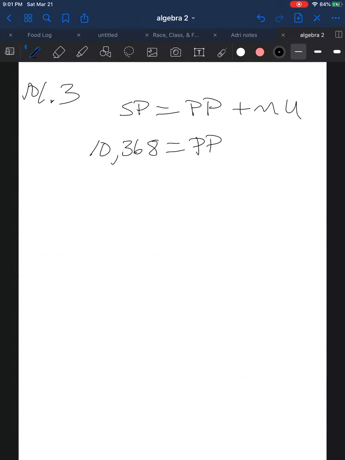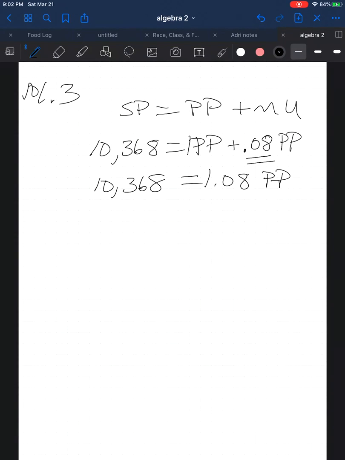If the car had been marked up 8% of the purchase price. So 8%, don't write 0.8, that would be 80%. 8% is 0.08 of the purchase price. This is where people will make their big mistakes, is not put 0.08. So if we add 1 plus 0.08, that's 1.08 purchase price equals 10,368. And then divide both sides by 1.08.